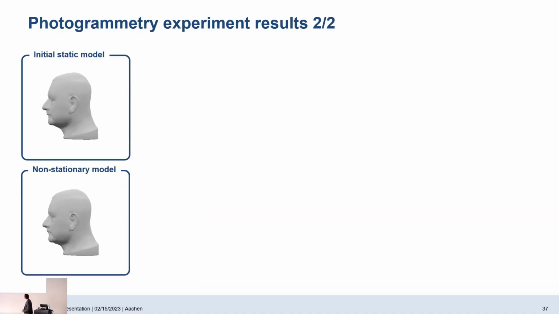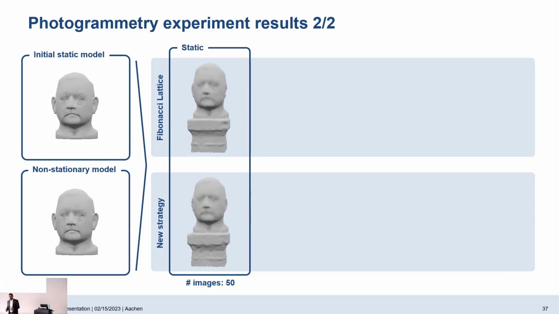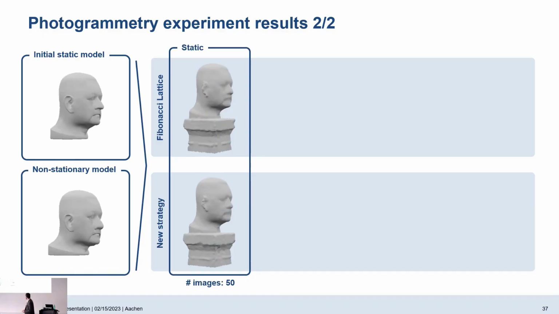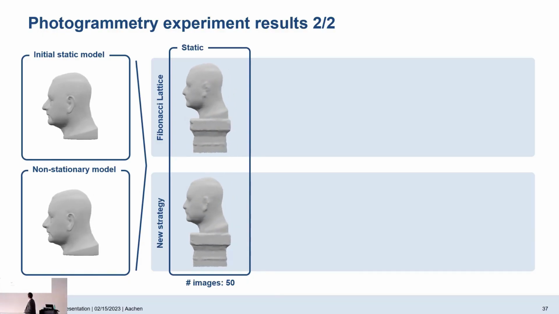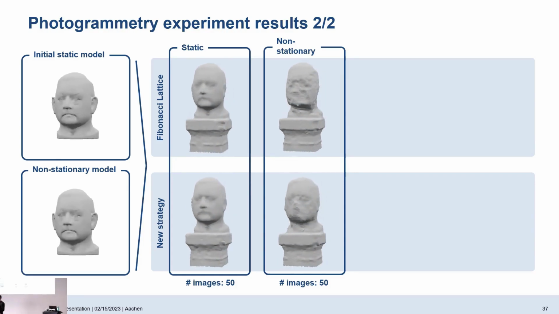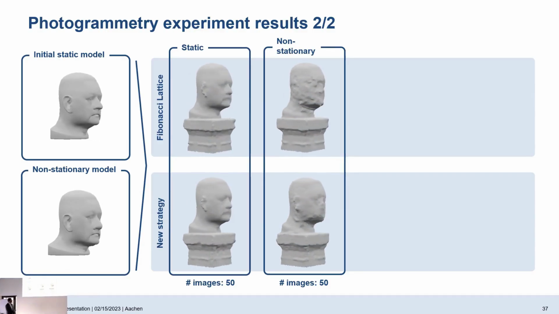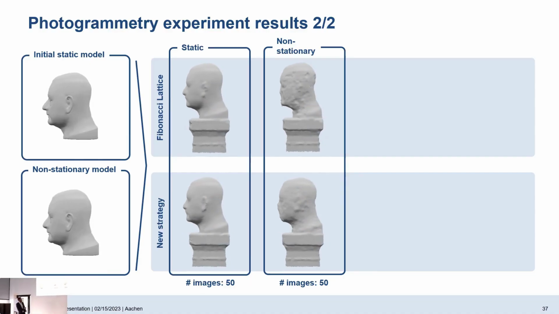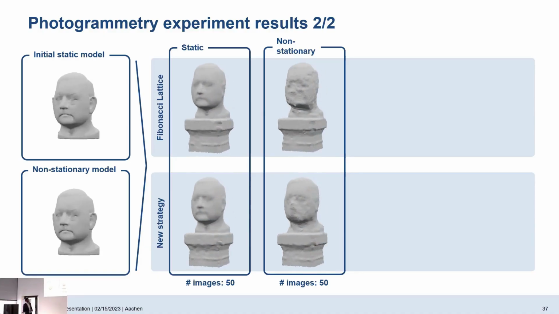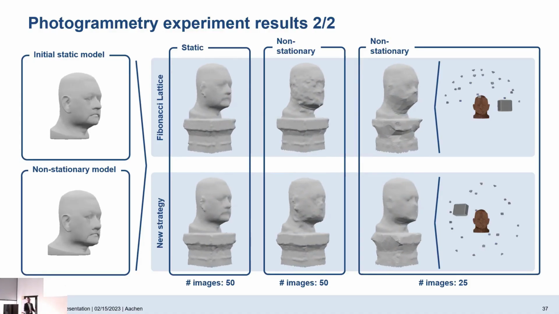However, then I got some results. So first, I again tested this reconstruction for the static model, and we see that with the Fibonacci lattice approach and the new strategy, the results are again quite comparable here. Furthermore, then I reconstructed the non-stationary model, and we see that the result is not beautiful anymore. We have a lot of artifacts here, which is no surprise, because during the measurements, the whole surface or the face region is melting. But if I take the same images of this measurement and I just reduce the number of images, I get another result.